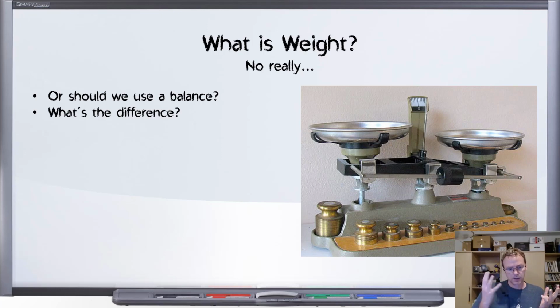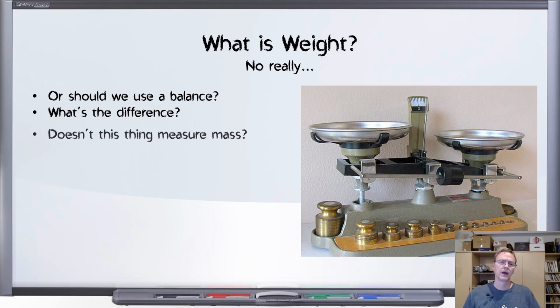It's different because it doesn't use the spring. The spring scale uses a spring. It's based on Hooke's law. This doesn't need any springs at all. It's comparing the weight of both objects.